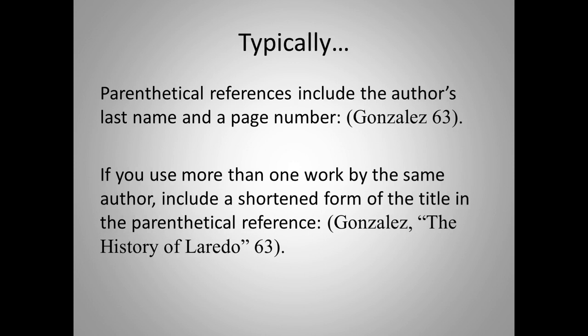Gonzalez is the author's last name and 63 is the page number on which I found the information I'm using in my essay. If you use more than one work by the same author, include a shortened form of the title in the parenthetical reference. Here in my example, I have in parentheses Gonzalez, comma, The History of Laredo, 63. Notice that the parenthetical reference does not include a comma after the title or a p before the page number.